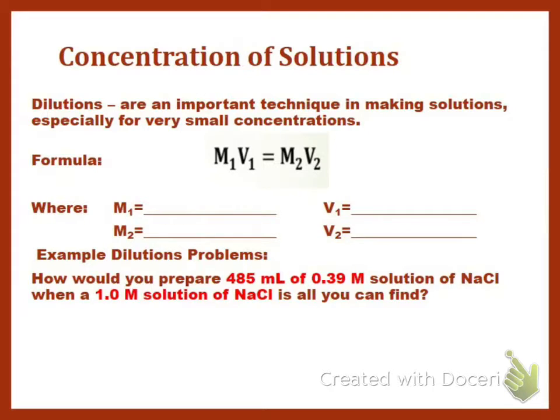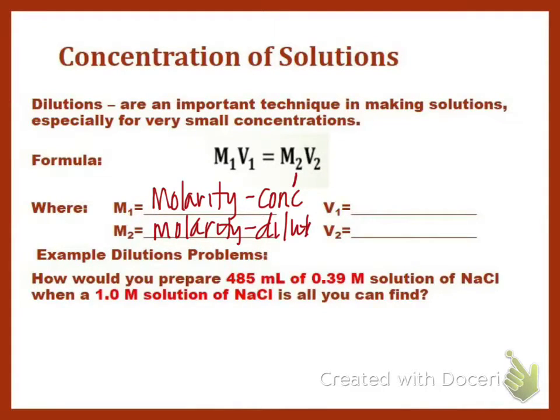Dilutions are very easy. A lot of times we use it for concentrated acids. The M1, the big M is, what do you think? Molarity. And what do you think the big V is? Volume. Okay? So this side is molarity, and it's going to be the concentrated, which I'm going to abbreviate that way. The second molarity, M2, is molarity of the diluted solution. And of course, this is the initial volume, and this is the final.